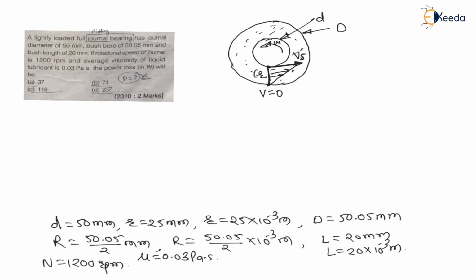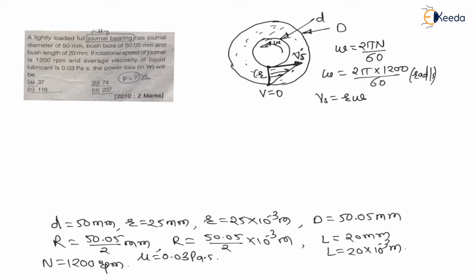Now we have to find first of all angular velocity of shaft, which is nothing but 2 pi n upon 60. Therefore, angular velocity of shaft is nothing but 2 pi into 1200 divided by 60. It is in rad per second. Then we have to find velocity of shaft, which is nothing but radius of shaft into angular velocity of shaft, right?